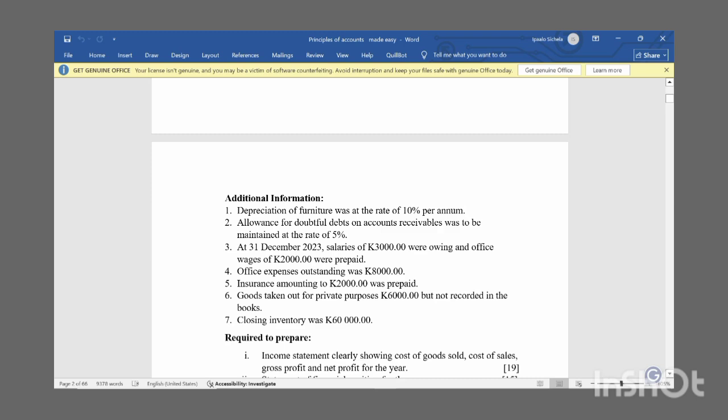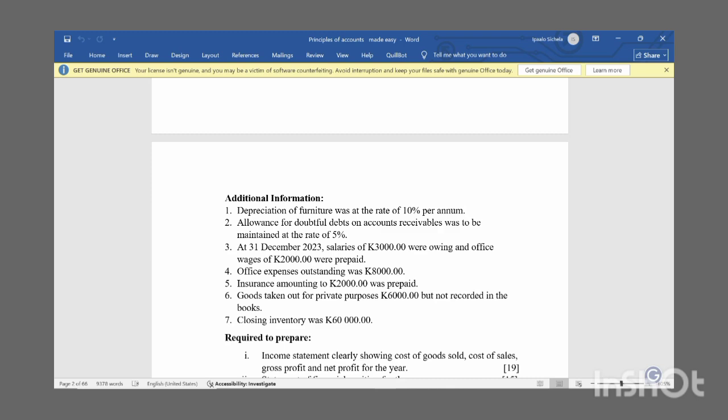So the first thing you need to know is expenses owing or outstanding or due are added to the expenses. Office expenses owing, outstanding or due are always added, while expenses prepaid or expenses paid in advance are always subtracted. Now let me explain why expenses prepaid or expenses paid in advance are subtracted.